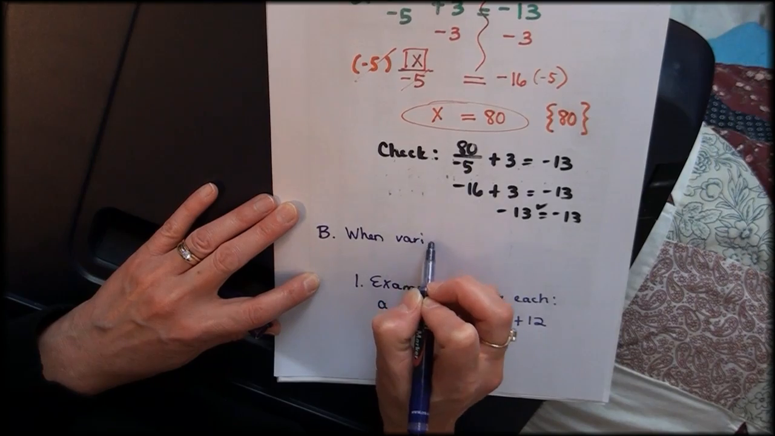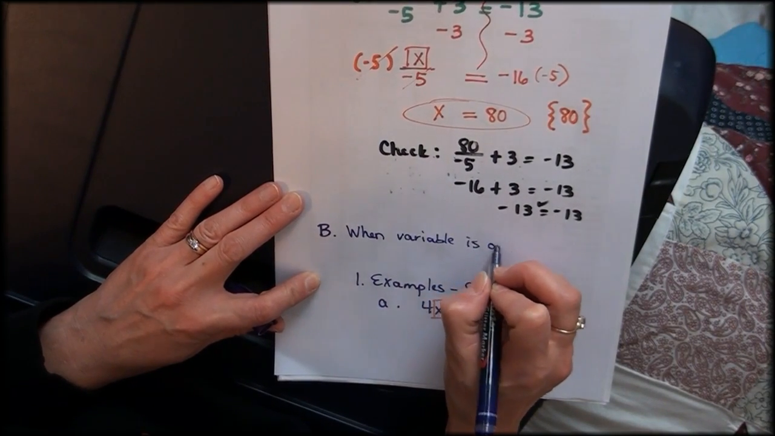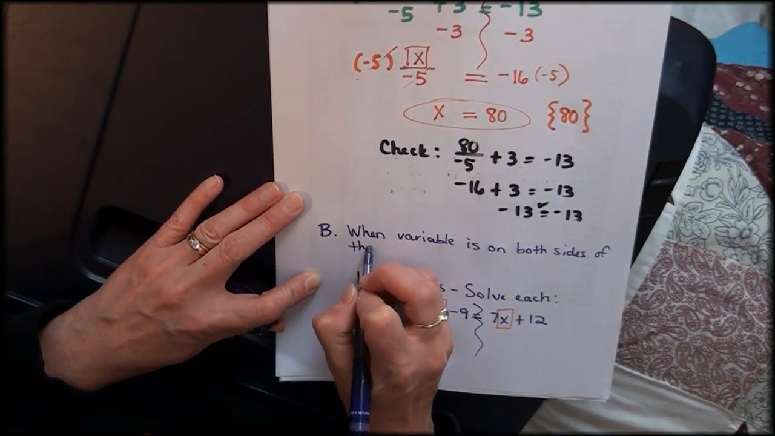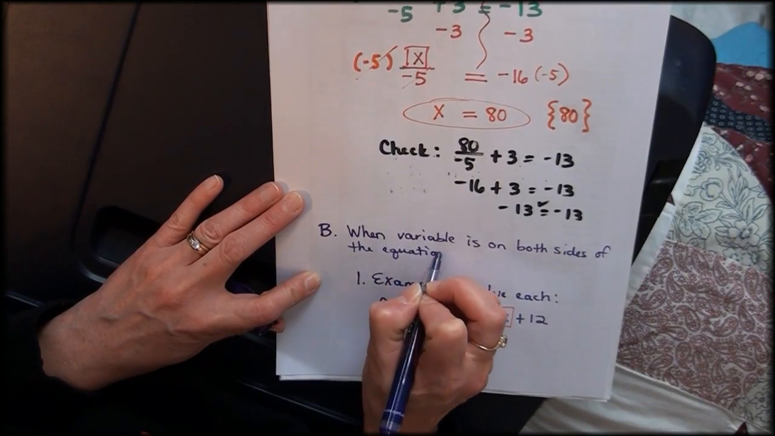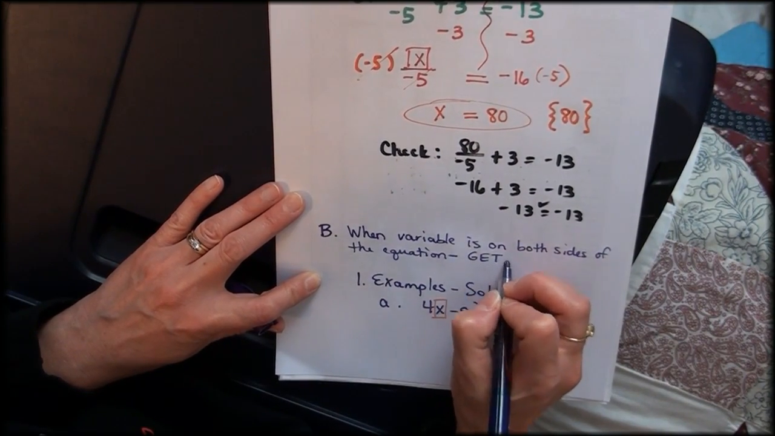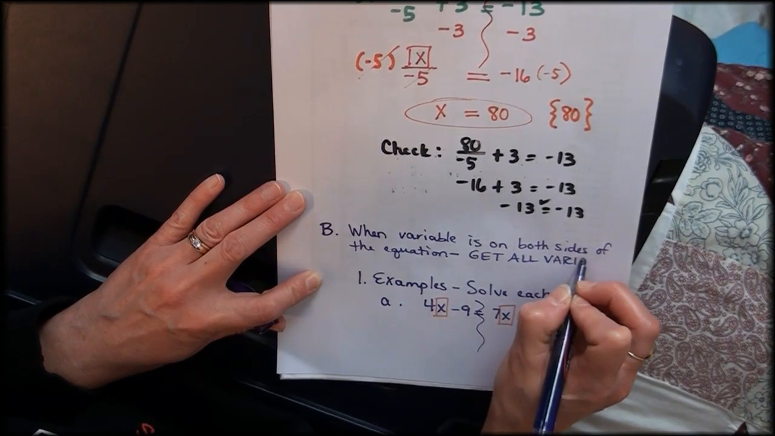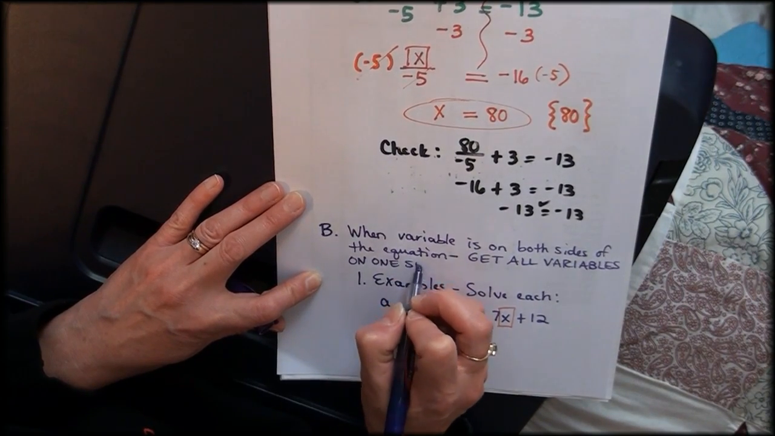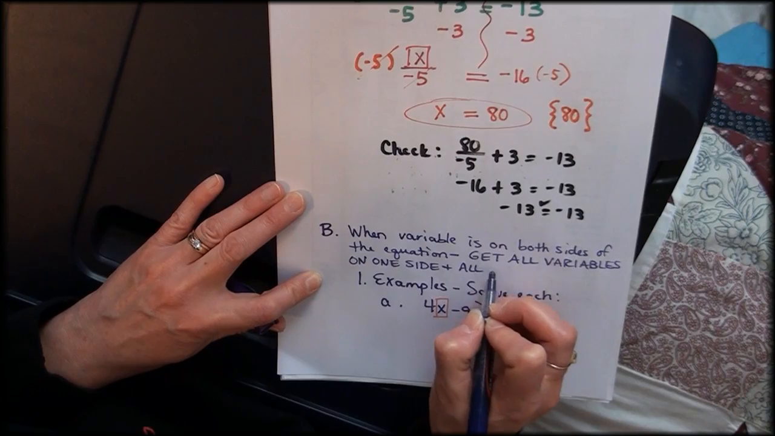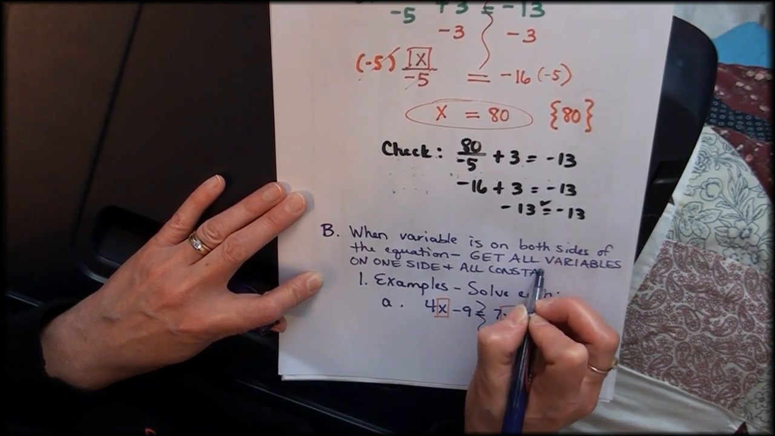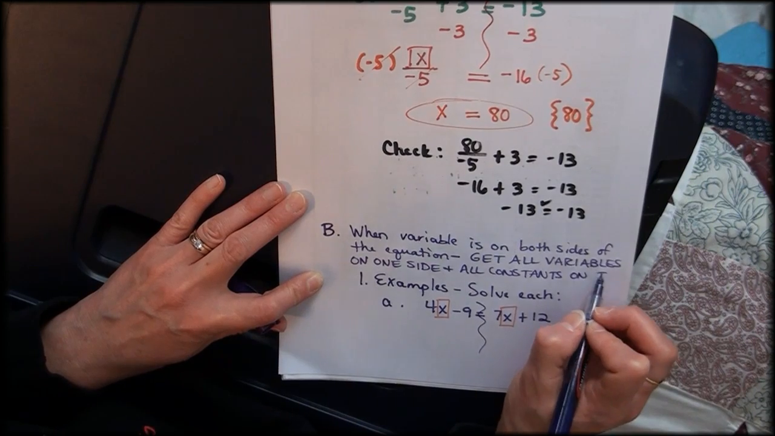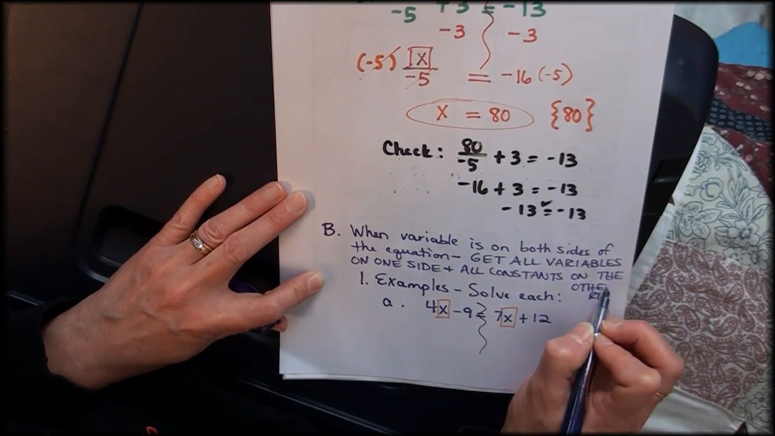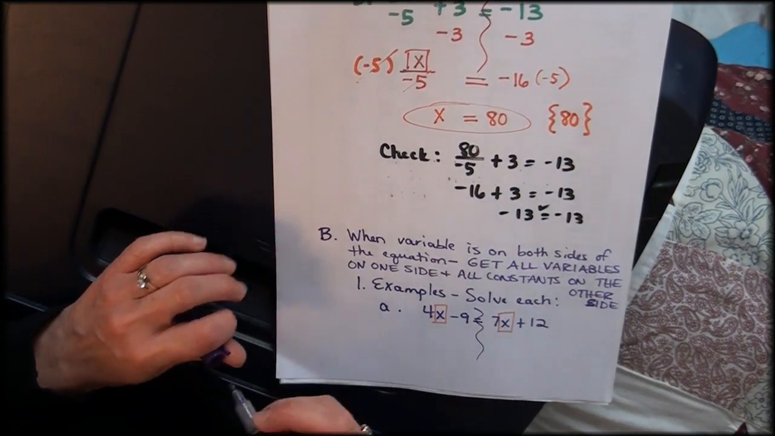When the variable is on both sides of the equal sign, for both sides of the equation, what you need to do is get all the variables on one side and all the constants on the other side. Now the constants are going to be all the numbers that don't have variables with them.